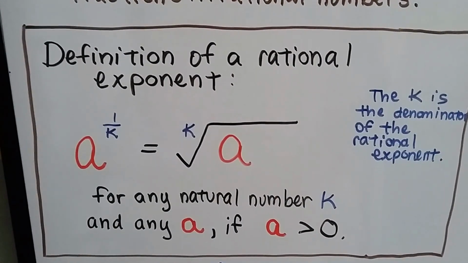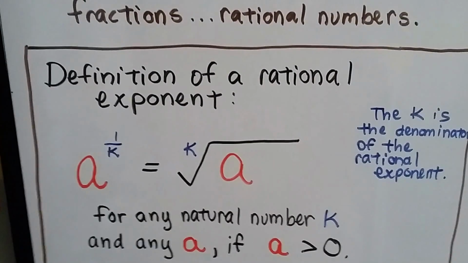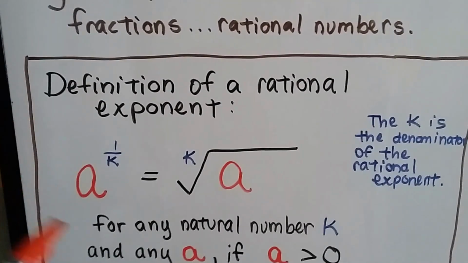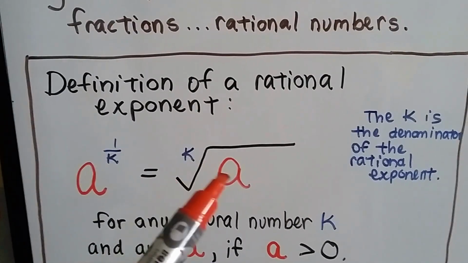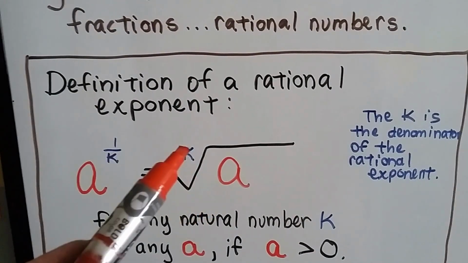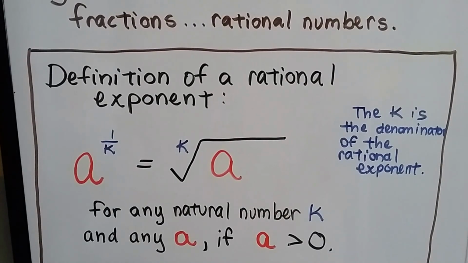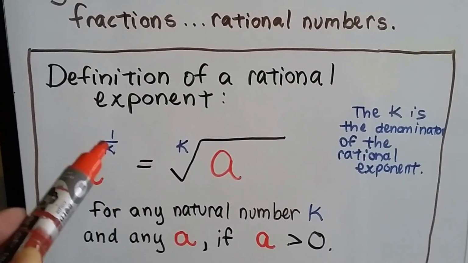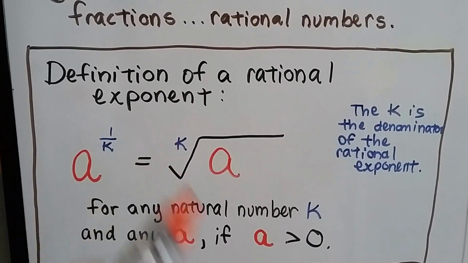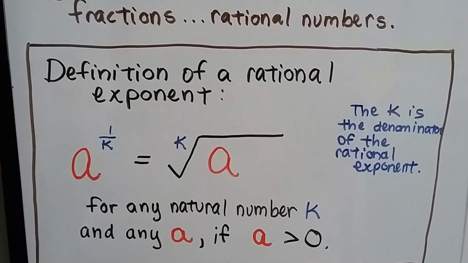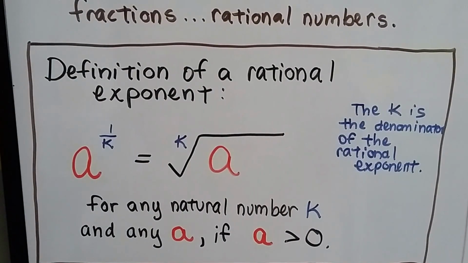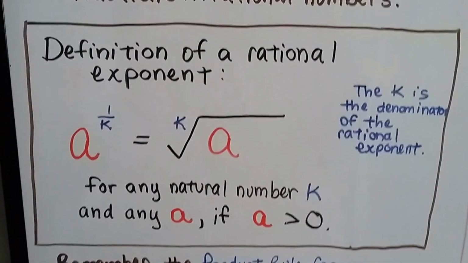If we've got a and the exponent is 1 over k, it's the same thing as saying the kth root of a, with the k there as the index. The k is the denominator of this rational exponent. For any natural number k and any a, as long as a is greater than 0.